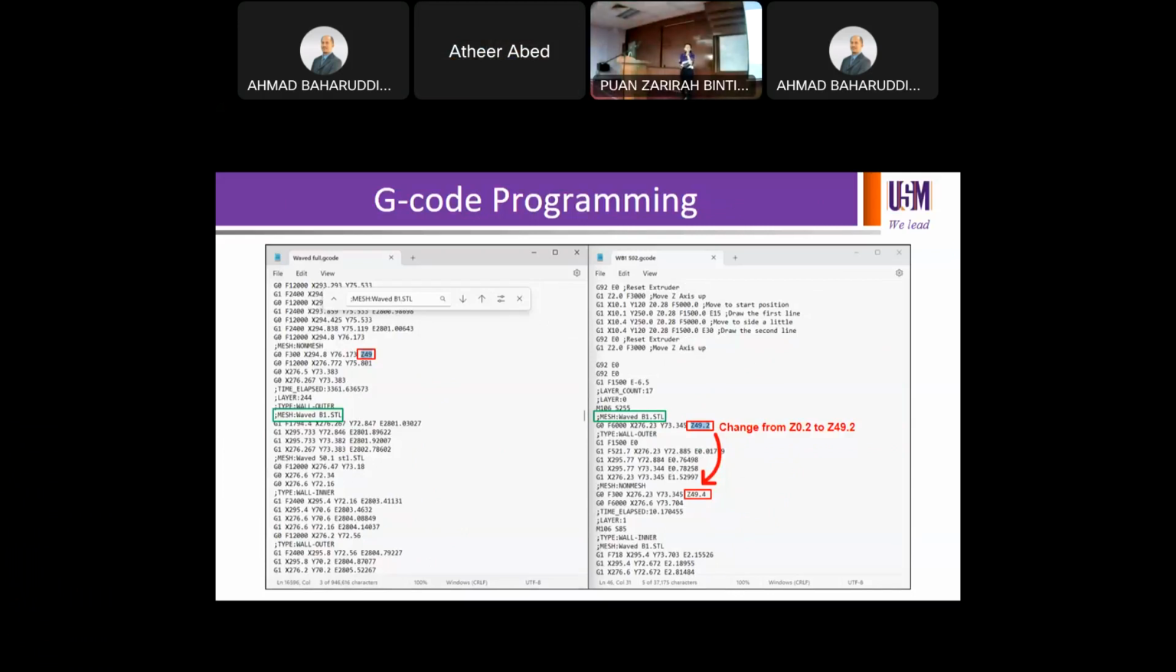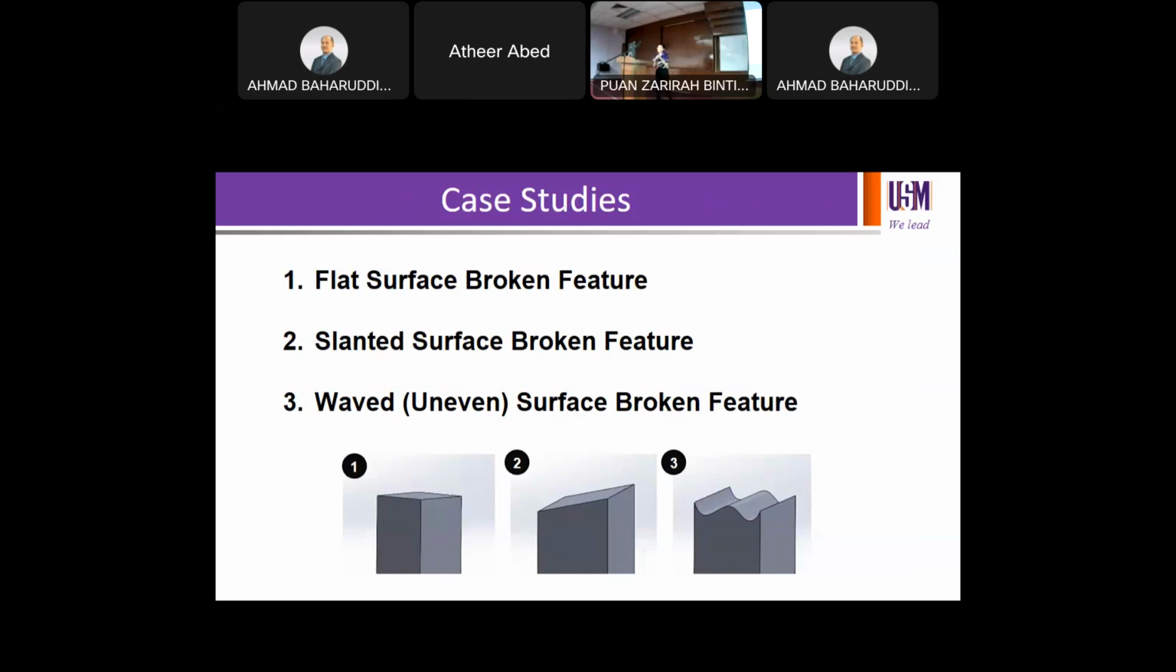Okay, sorry. So up to here is the crucial part of the whole reconstruction process. Let's move to the current progress and the results that I have. As I mentioned in the literature review, the most common problem features are generally classified into three types. In my study, I also focus on the most common problem features, which are the flat, slanted, and wave surface problem features.